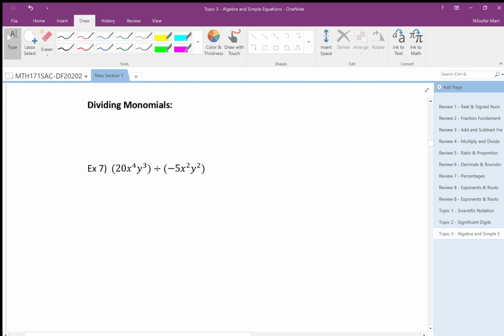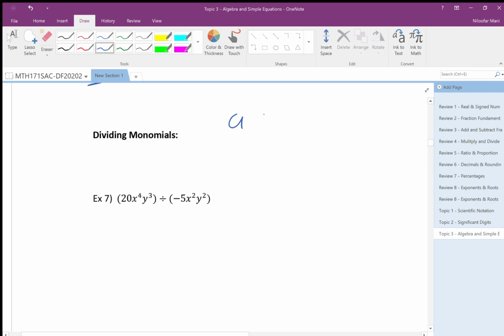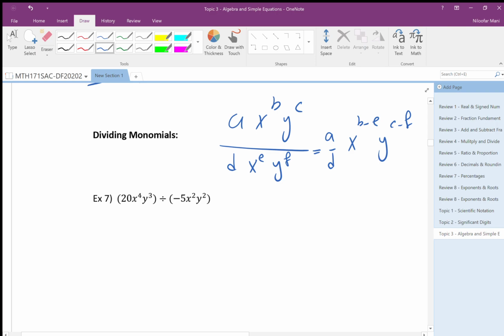How about this? Dividing monomials. Dividing monomials, so the same. Okay, so I have a x power b y power c, for example. I don't make it more complicated. D x power e y power f. Okay, so you do a divided by d, x power b minus e, y power c minus f. One by one again. Okay, so you do this and that, this and that, and this and that.